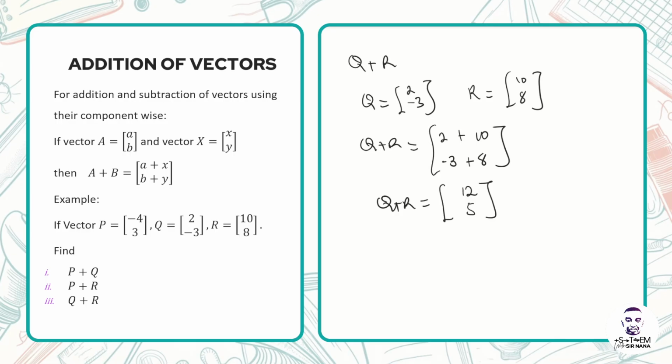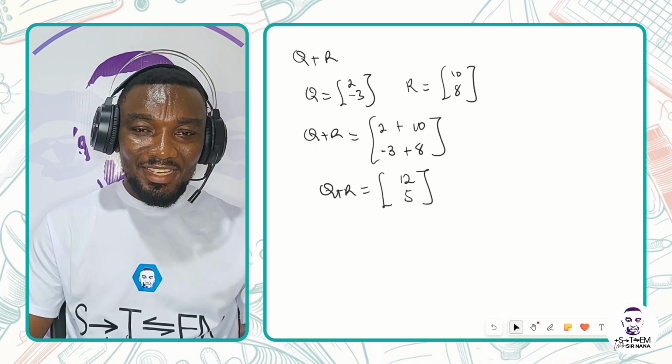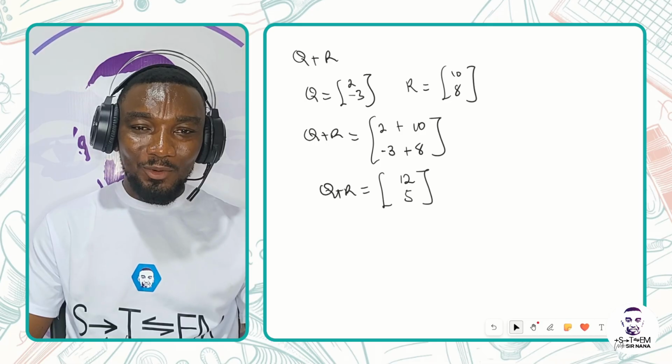So in this lesson, we have basically looked at how we can add vectors. And we mentioned that for vectors, we just add the x component or the x coordinates part with the x coordinates, and the y component or the y coordinates part with the y coordinates. In our next lesson, we want to look at some other examples on operation on vectors, basically addition.